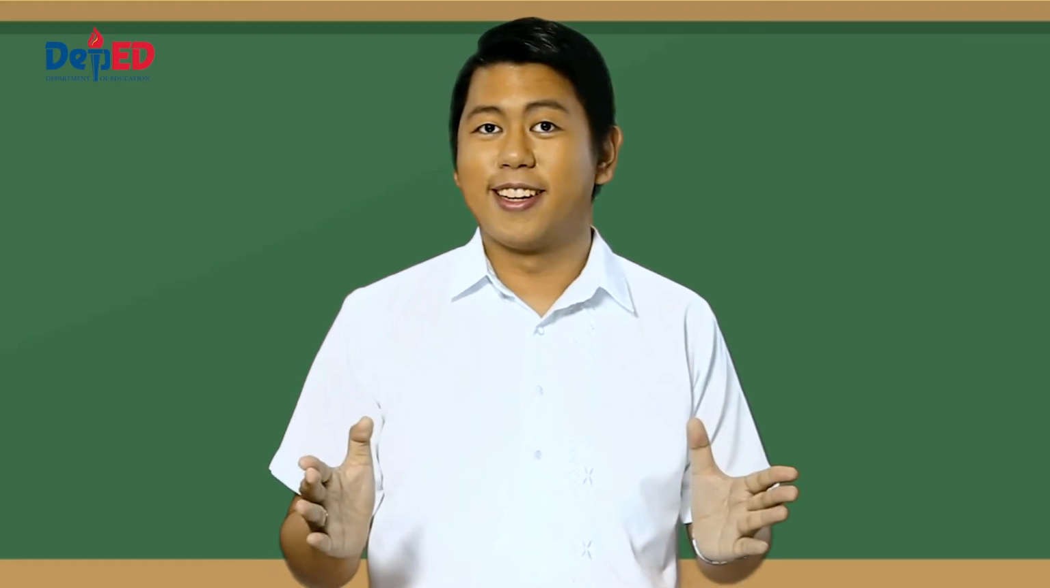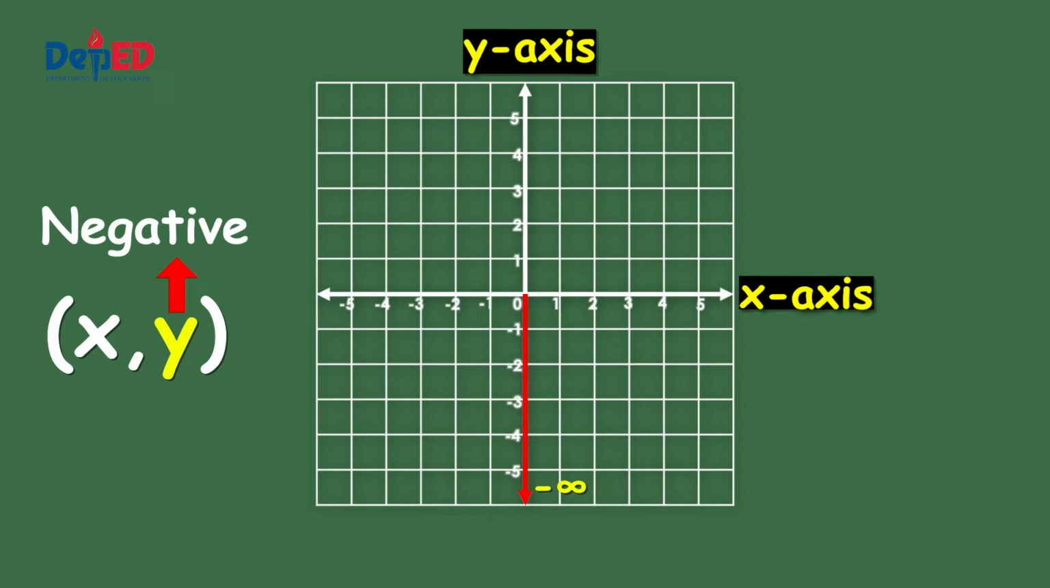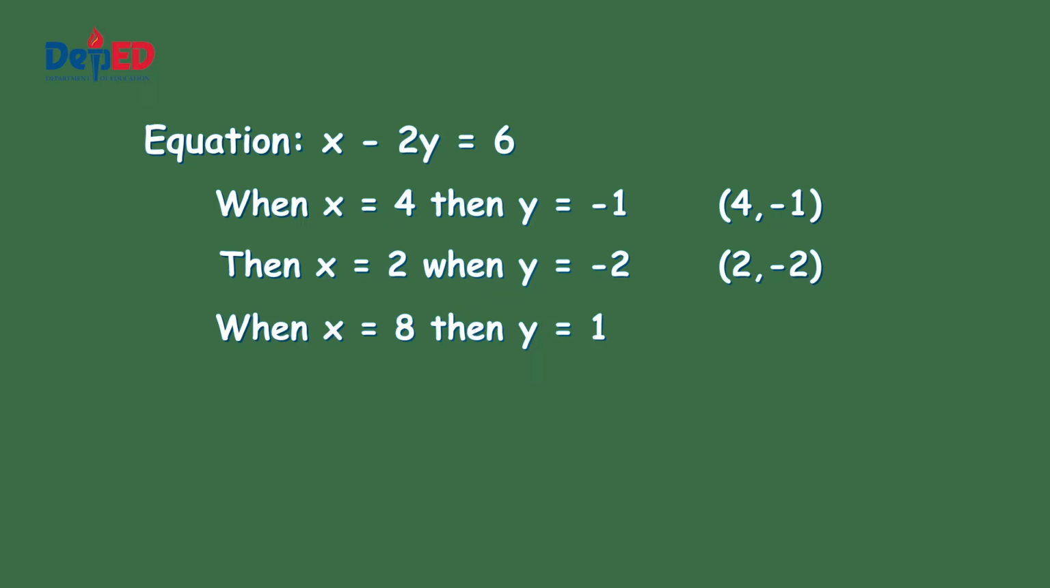Given an ordered pair, the x coordinate tells us how many units to move horizontally. Positive x coordinate means move to the right, and the negative x coordinate means move to the left. Then the y coordinate tells us how many units to move vertically upward for a positive y coordinate and downward for a negative y coordinate. Now let us plot the ordered pairs (4, negative 1), (2, negative 2), and (8, 1) that we identified as solutions to the linear equation x minus 2y equals 6.